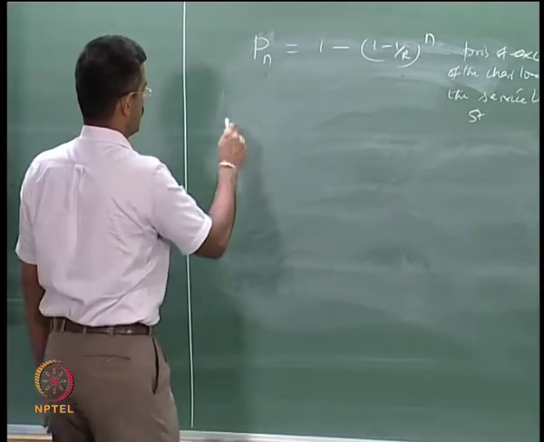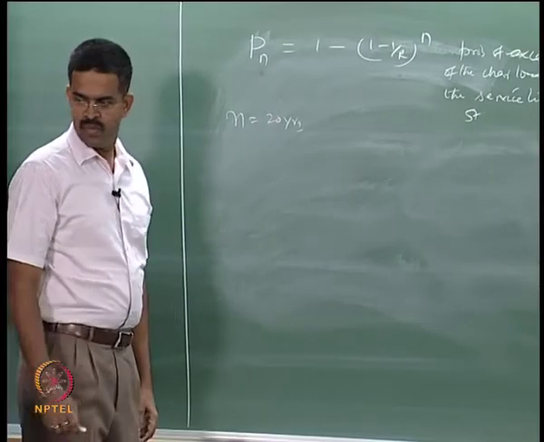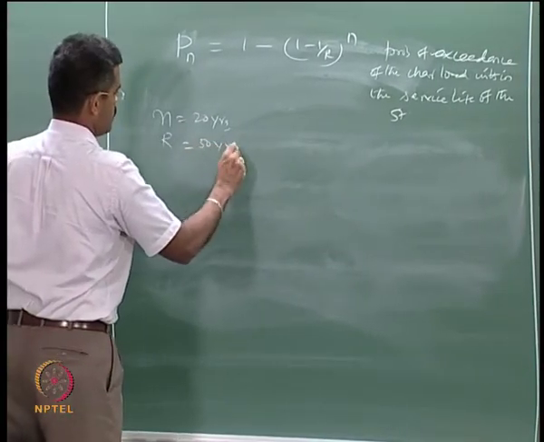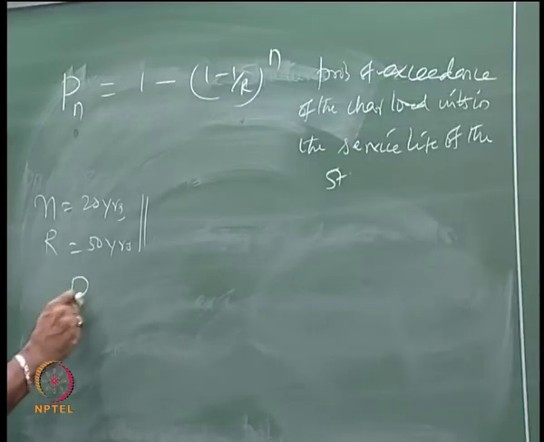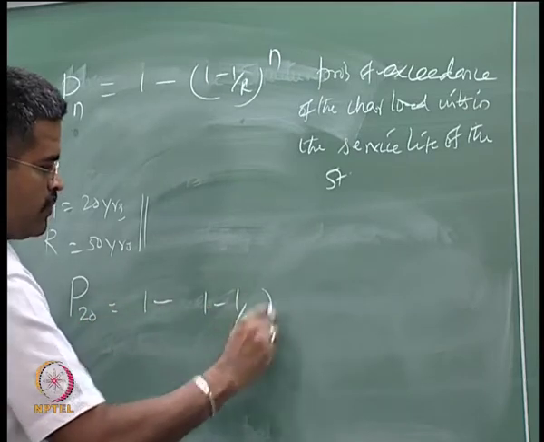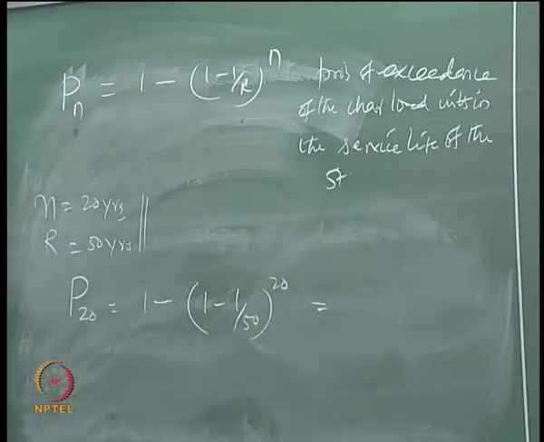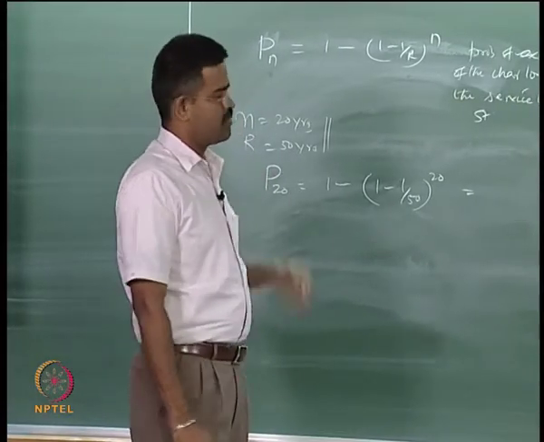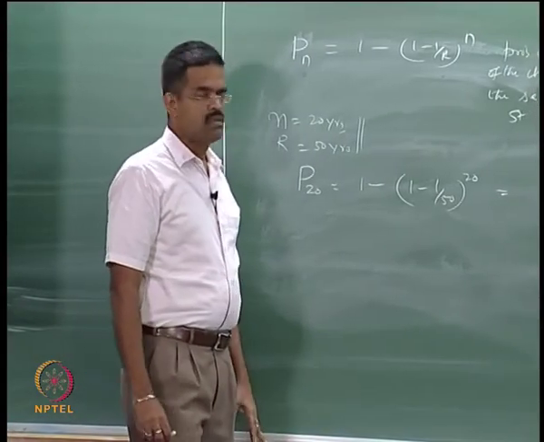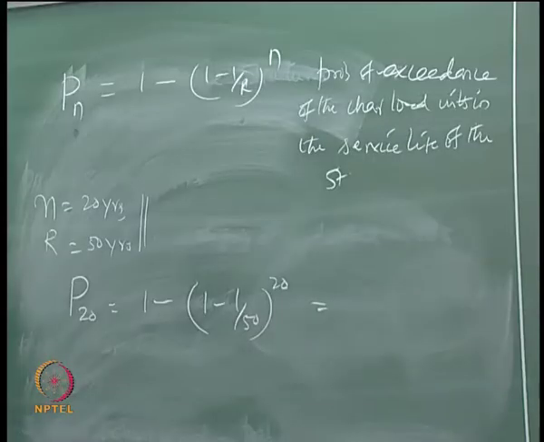Is it not? Let us take an example. Let us say n is 20 years and return period is 50 years. Let us see what the probability is. So the probability of exceedance in 20 years is 1 minus (1 minus 1 by 50) to the power 20. Can you find out this value? You should come with calculators from the next class onwards, because we are doing numericals. You need not look at my face. How much is this?